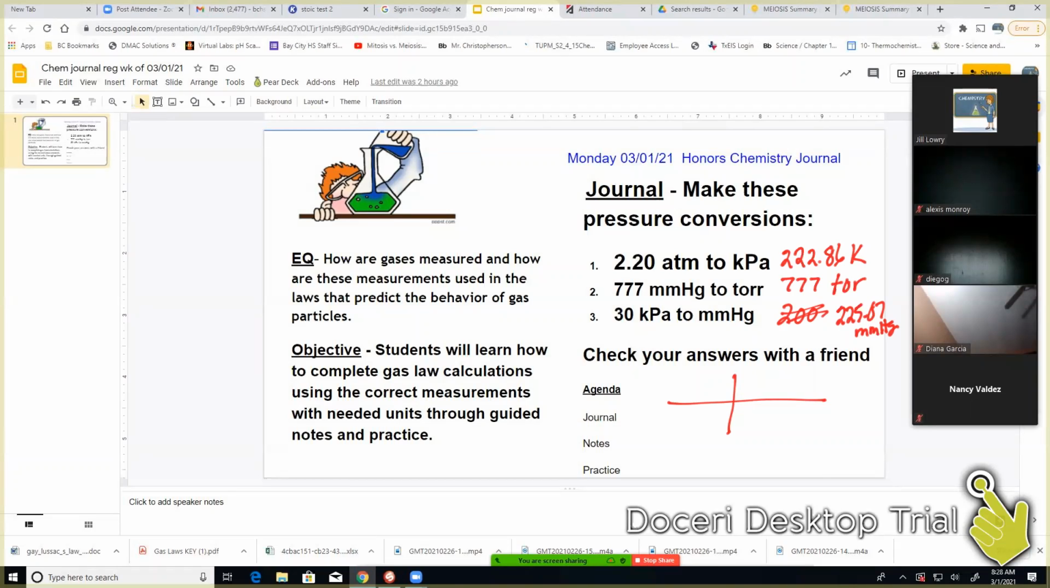All right, so remember, you start with your given here, and then we wanted to convert it to millimeters of mercury, so I would put that here. Whatever my units were here, then they had to be the same thing down here. And then remember, these two numbers came from our pink sheet. The 760 always went with the millimeters of mercury, and the 101.3 always went with the kilopascal. So at this point, you multiply 30 times 760, and then come back and divide it by 101.3. And you should have gotten 225.07 millimeters of mercury.